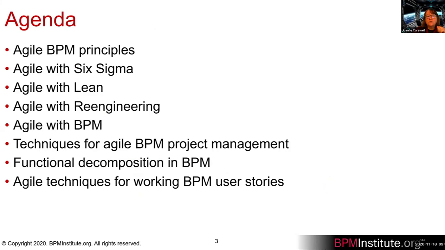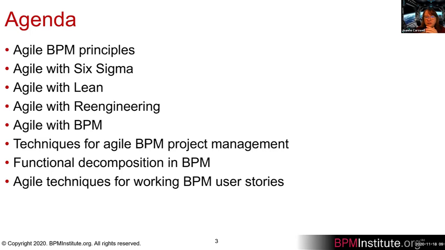What we're going to talk about today, we're going to review Agile BPM principles. We're going to look at Agile with Six Sigma, Agile with Lean, Agile with re-engineering, and Agile with BPM. Now you'll see some commonalities between those, and that's intentional because I want you to get this idea of here are the things that always have to exist for you to be Agile. So with repetition, I'm kind of drilling into you: what are those things that make your company Agile or are the most important Agile concepts?